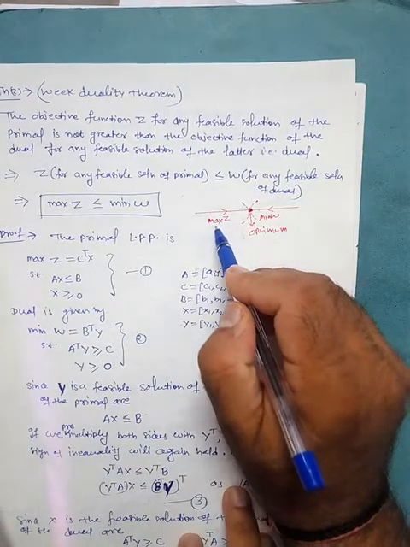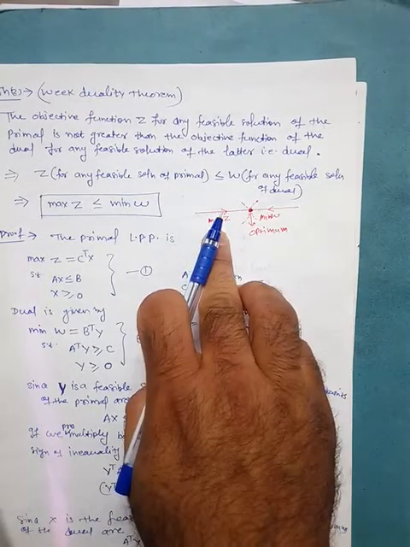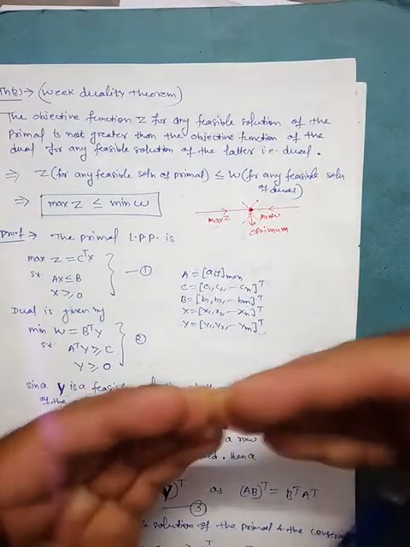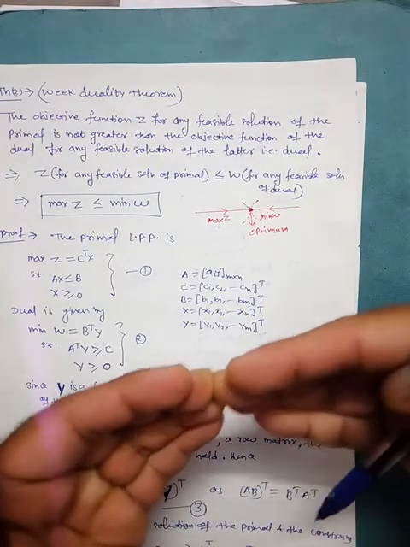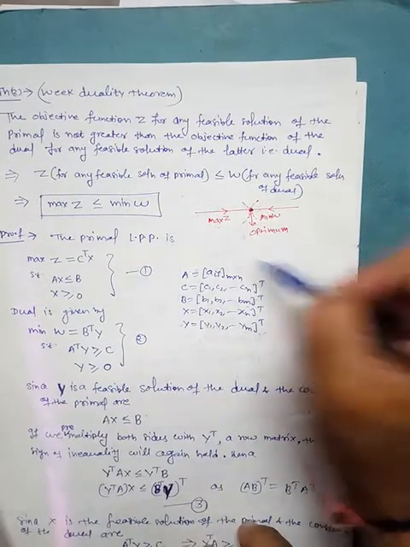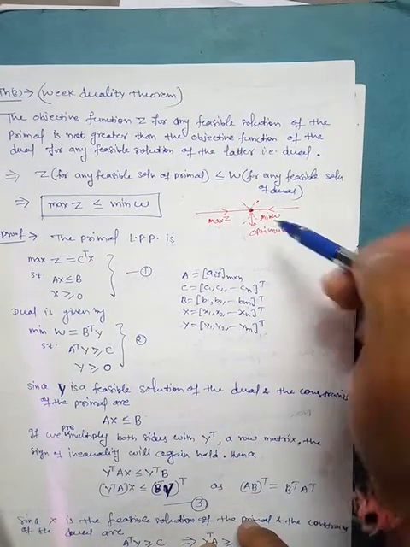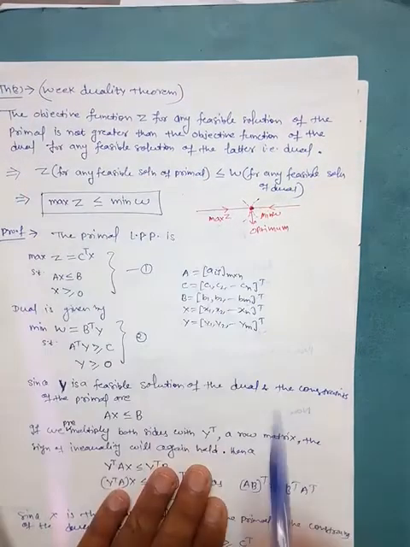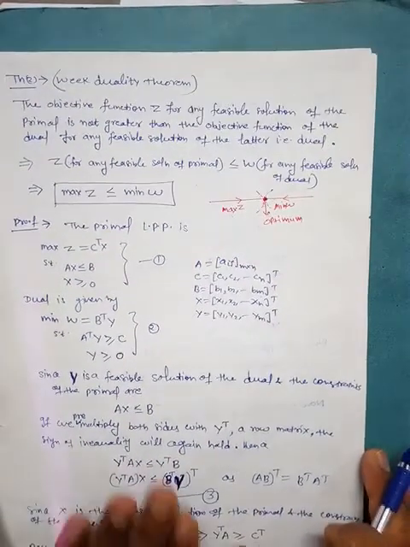So we are maximizing z, at the same time we are minimizing w, and somewhere in between we reach the same point, and that point is nothing but the optimum. That is the next theorem, but this is called the weak duality theorem. So let's see the proof.